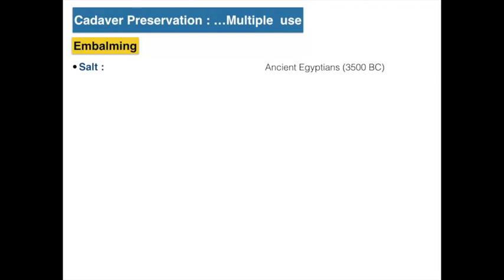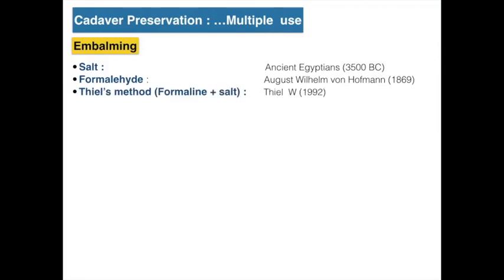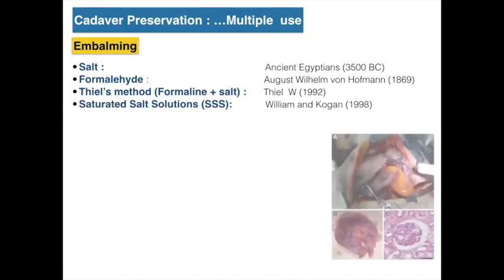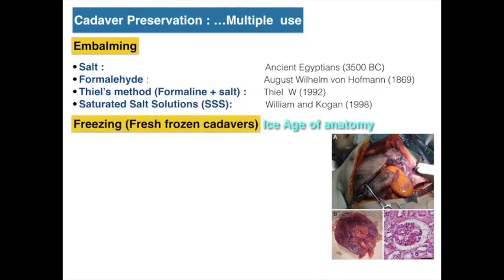Okay? You know, Egyptians were the first to preserve bodies with salt. They put nitrous salt for mummification. And then formaldehyde came in 1869. Then came another modified method, formaldehyde-based. And recently, they say we have to return back to salt for preservation, for better quality of tissues during dissection.